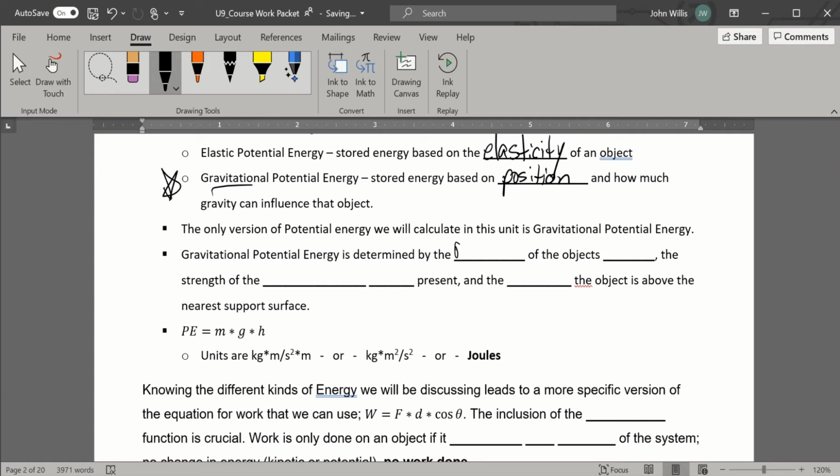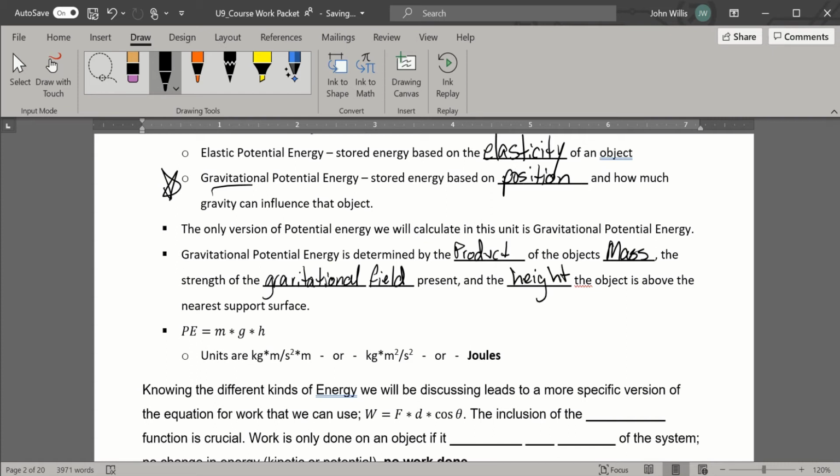It is determined by the product. I don't use that word lightly. It is literally multiplication. The product of the object's mass, the strength of the gravitational field, which is a fancy way of describing acceleration due to gravity, and the height above the nearest support surface.